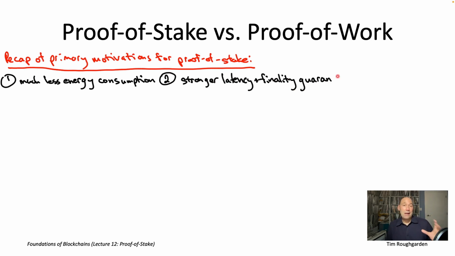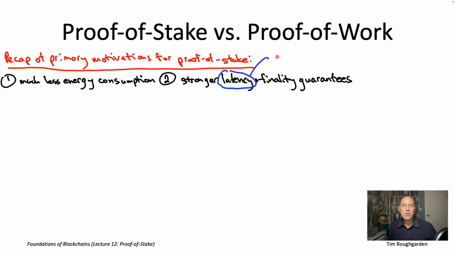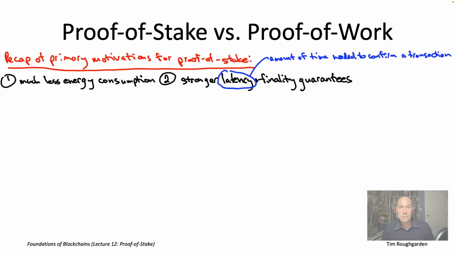Next, I want to talk about a performance advantage. I want to talk about the fact that proof-of-stake protocols can offer better latency and finality guarantees than Nakamoto consensus. And remember, what I mean by latency is the time that elapses between when a transaction is submitted to the blockchain protocol and the time at which it is confirmed. That is, appears in some block, which is considered finalized.